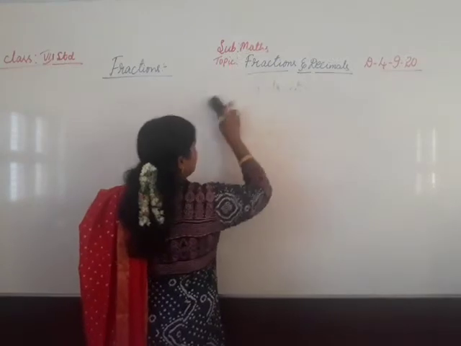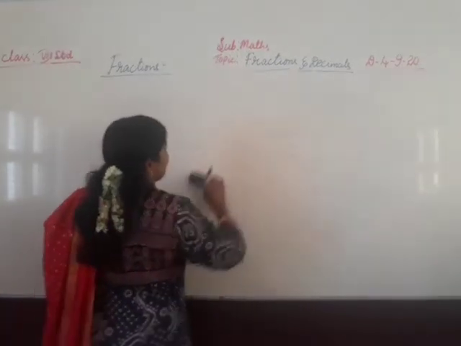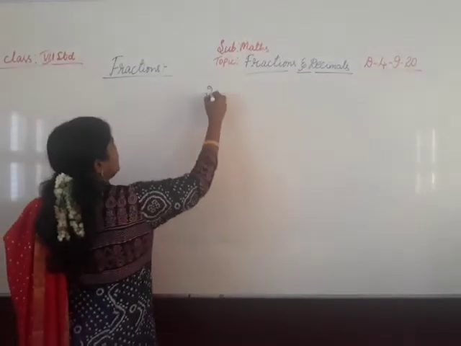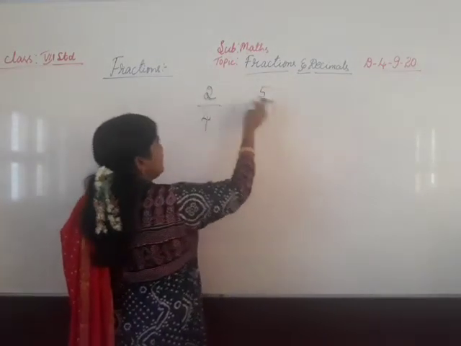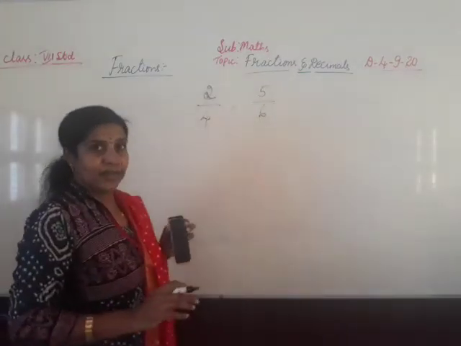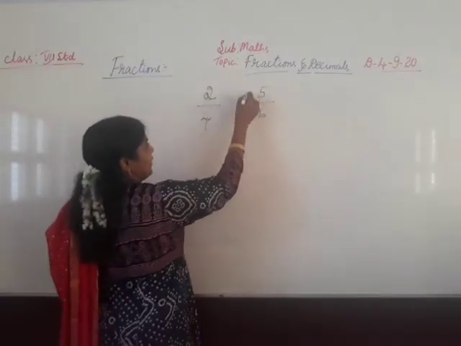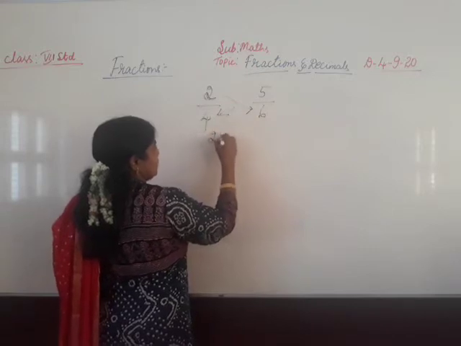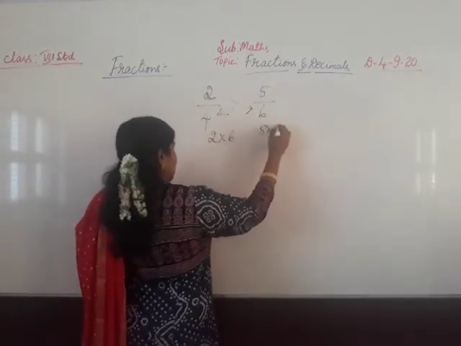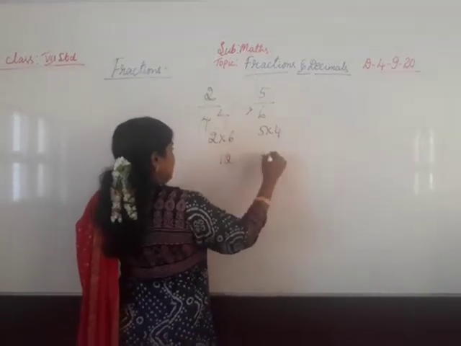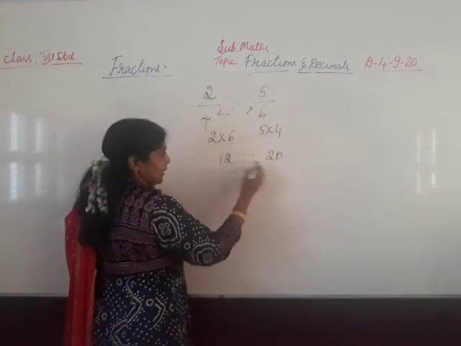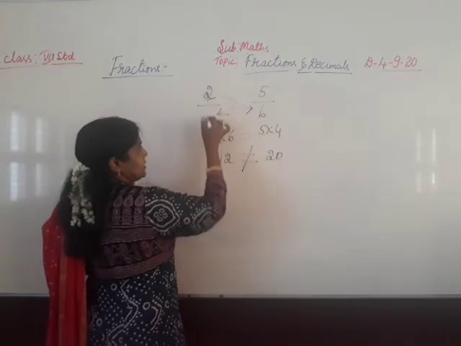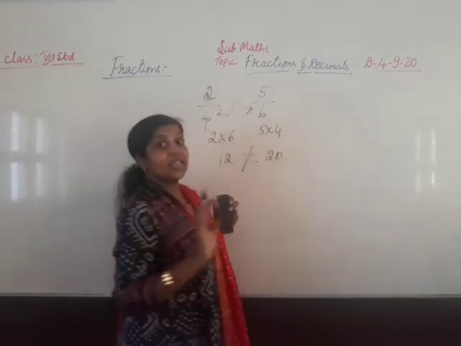And one more thing I forgot to tell you: verification of equivalent fractions. How to find out whether two given fractions are equivalent or not. If I take 2 by 4 and 5 by 6, we have to find out whether they are equivalent. For that also we use the cross multiplication method. As usual, 2 into 6, 5 into 4. 2 6s are 12, 5 4s are 20. When the two products are different, we can say these two fractions are not equivalent.